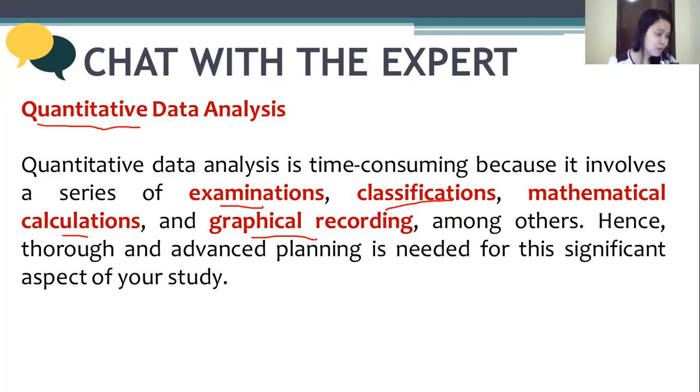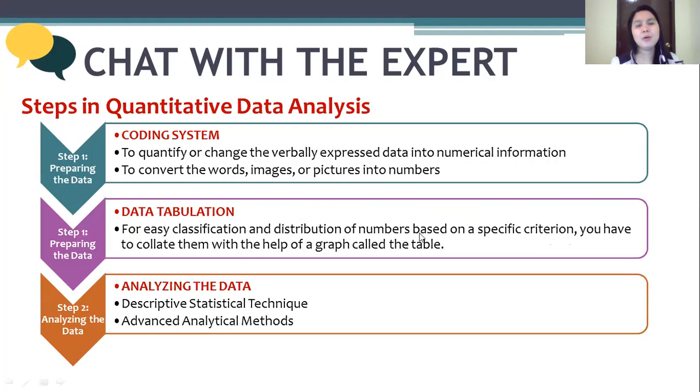But there are also some, this might be looking too mathematical, but there's also beauty in looking at the results in terms of numbers. Now, what are the steps that we need to quantify data or to do quantitative data analysis? The first is, we call it the coding system. Actually, there's only two steps. The first step is we prepare the data, and the second is we analyze the data.